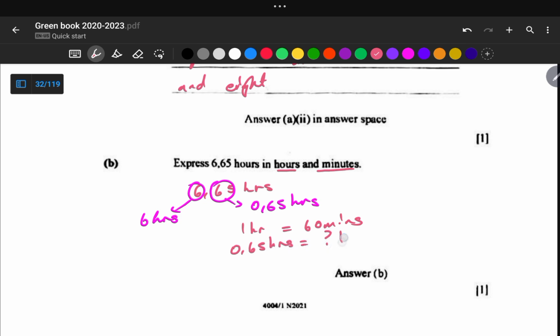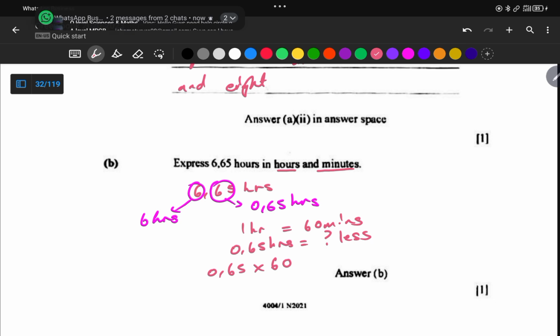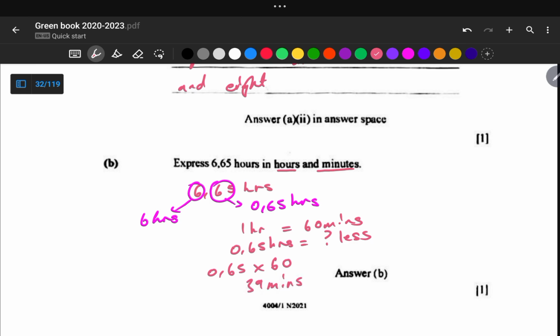From our proportion, we can now say it is 0.65 by 60 minutes. So let us multiply 0.65 by 60, and this gives us 39 minutes. So our final answer is 6 hours 39 minutes.